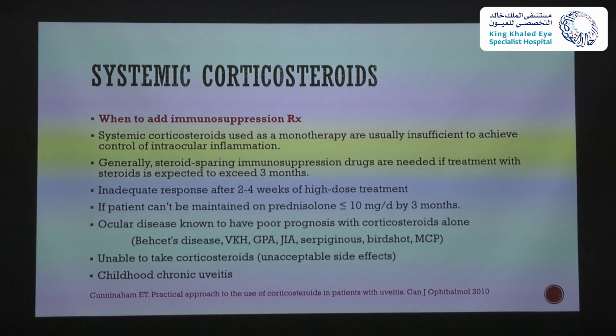Another recommendation is to add immunosuppression if there is inadequate response after 2 to 4 weeks of high-dose treatment, or if the patient cannot be maintained on a maintenance dose of less than 10 milligram by 3 months, or in some ocular diseases that are known to have poor prognosis with corticosteroids alone, like Behçet, VKH, or juvenile idiopathic arthritis. Also, if the patient is unable to take corticosteroids, and also in childhood chronic uveitis. In all these conditions, we should add immunosuppressive treatment.